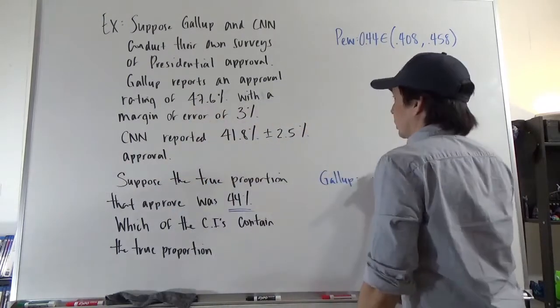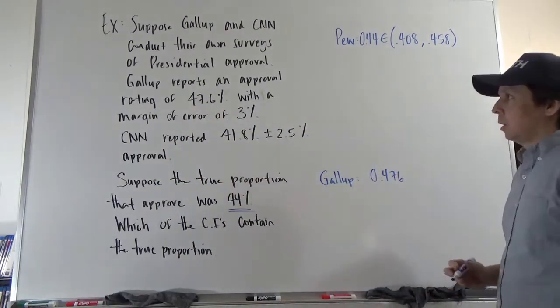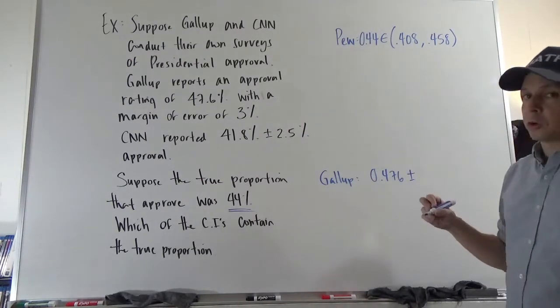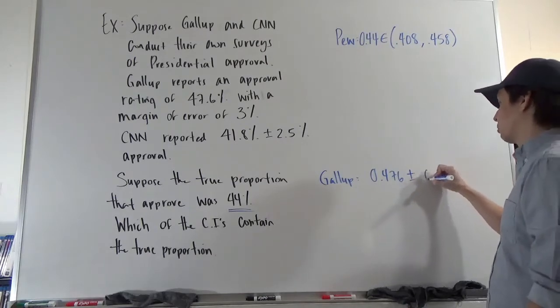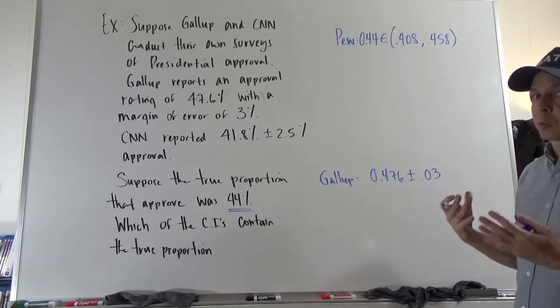They have a point estimate of 0.476. And their margin of error is 3%, so I'm going to convert it to a decimal. Make sure you don't use 0.3, it's 0.03. And that's how I'm going to construct it. So basically, all of the work is done for you.